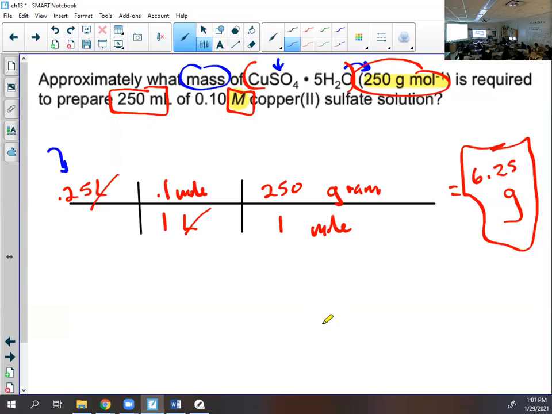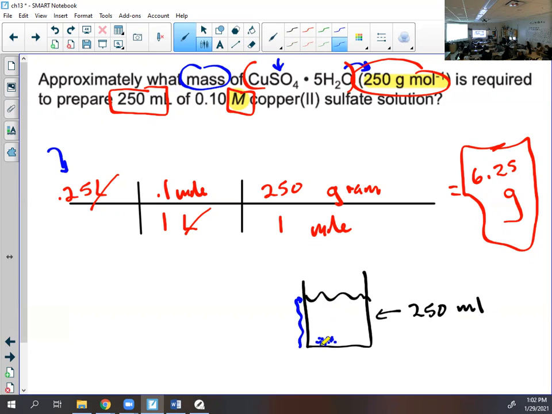So listen, what this is literally saying is we want to make 250 milliliters of this solution. And you may be asked to explain how you would make this. And you would say that you would add 6.25 grams of your solute. And then you would say, and then I would add water to the 250 mark. You would not say you add 250 and then add 6.25 grams. That would be a little bit wrong.